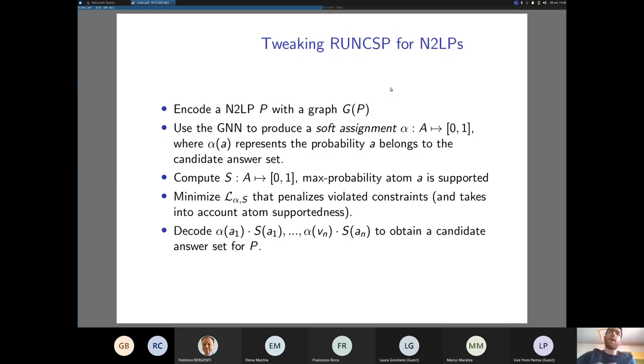As I was saying, the main result of the paper was to extend this RANCSP architecture to look for kernels of a graph rather than maximal independent sets. And in order to do so, we refined the loss function in order to take into account the probability of each atom to be supported by some other atom in the program. And all the other steps are the same. The computation of the soft assignment is the same, and the decoding is similar, except for the definition of the soft assignment itself.